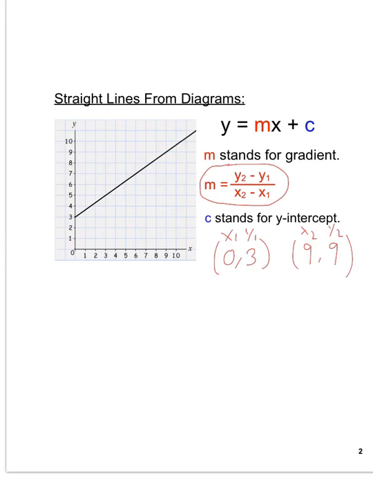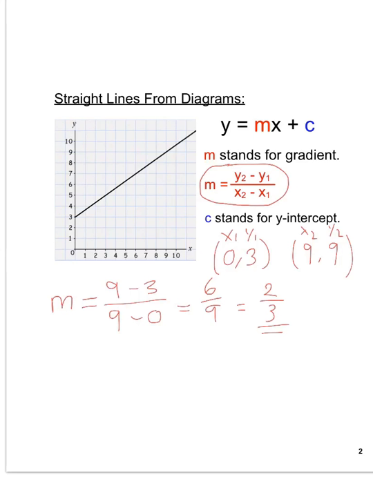Okay, so the next thing we need to do is figure out what the gradient is. M is equal to y2, which is 9, minus y1, which is 3, over x2, which is 9, take away x1, which is 0. That means that my gradient is 6 over 9, or if you spot that these are both in the 3 times table, we can divide through by 3 and we get 2 over 3 as my final answer for the gradient there.